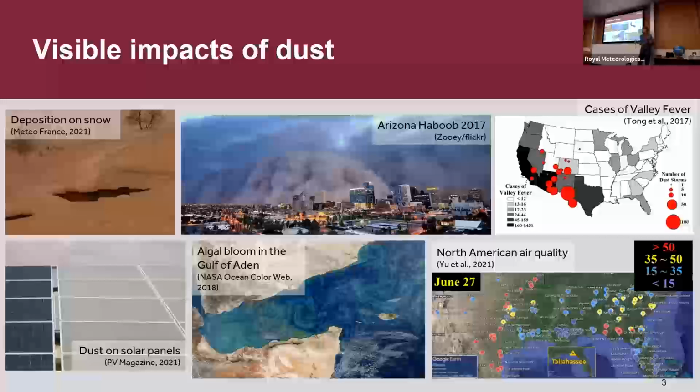So this is just a brief bit about the visible impacts of dust. I just like having really nice pictures. And I think these represent really well some of the important factors, not all, but some. For example, back in 2021, there was a big dust plume that came up over Europe and settled on a lot of things. This was in the Alps in France. You can see how having that dust on the snow really changes the albedo of the snow, and this can be important for snow melt.